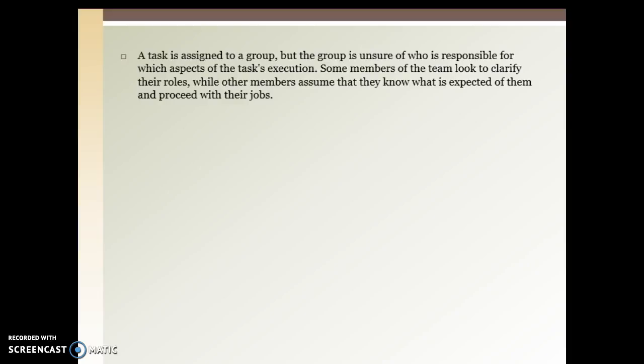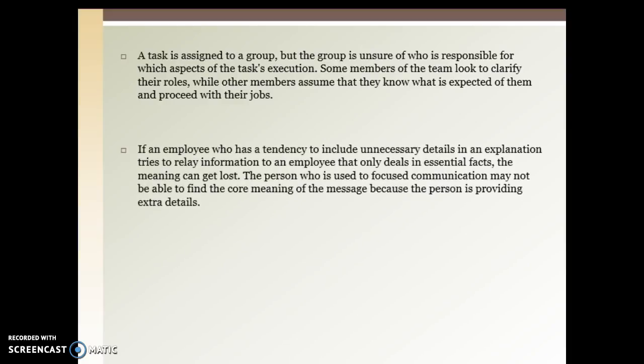Now, the way in which different people present information can cause a miscommunication in the workplace. If an employee who has a tendency to include unnecessary details in an explanation tries to relay information to an employee that only deals in essential facts, the core meaning can get lost. The person who is used to focused communication may not be able to find the meaning of the message because the person is providing too many details. The communicator may be simply trying to explain where a technical manual is located, but by adding so much information about the manual and the location, the receiver is not sure which core statement to focus on. Let's try another one.